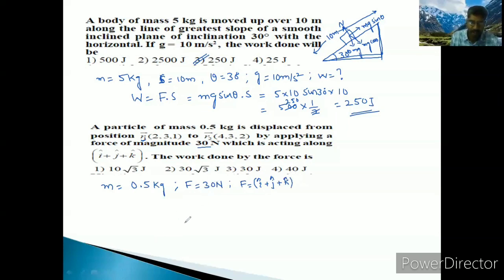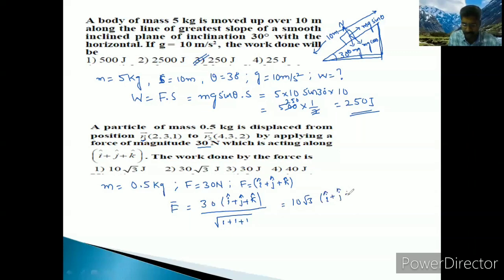Now this is the magnitude they gave, so here F is equal to the magnitude along the i cap plus j cap plus k cap. Its magnitude is under root of 1 plus 1 plus 1, so we get root 3. So we can write it as 10 root 3 into (i cap plus j cap plus k cap). This is the F value we got.